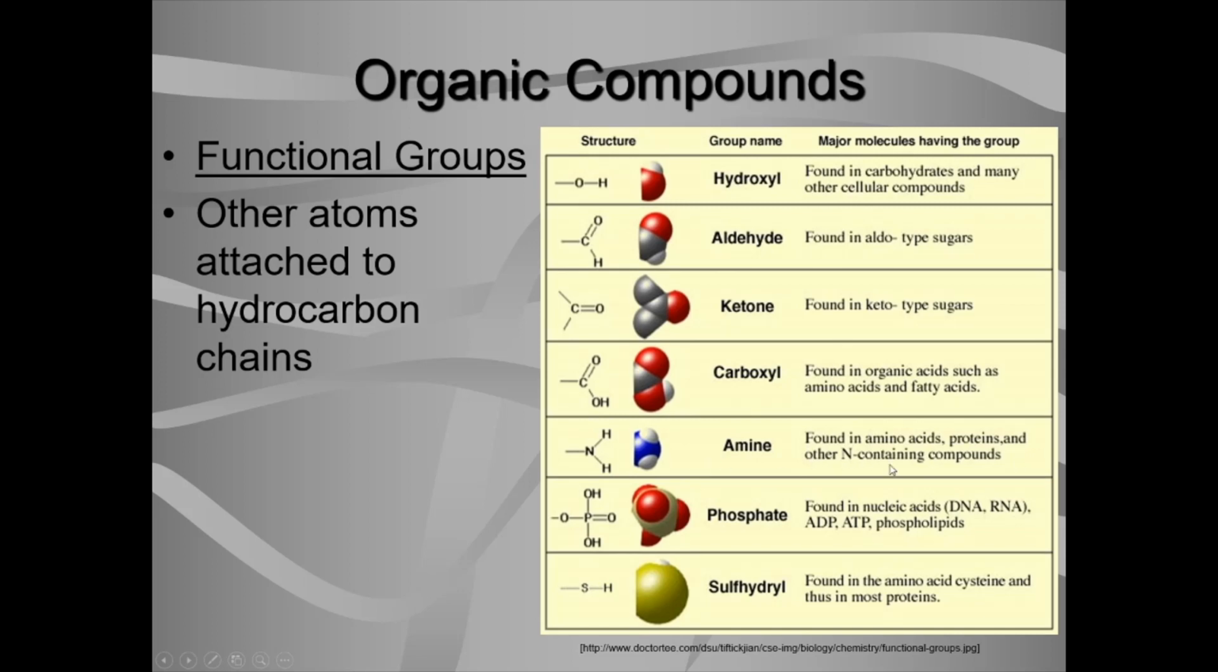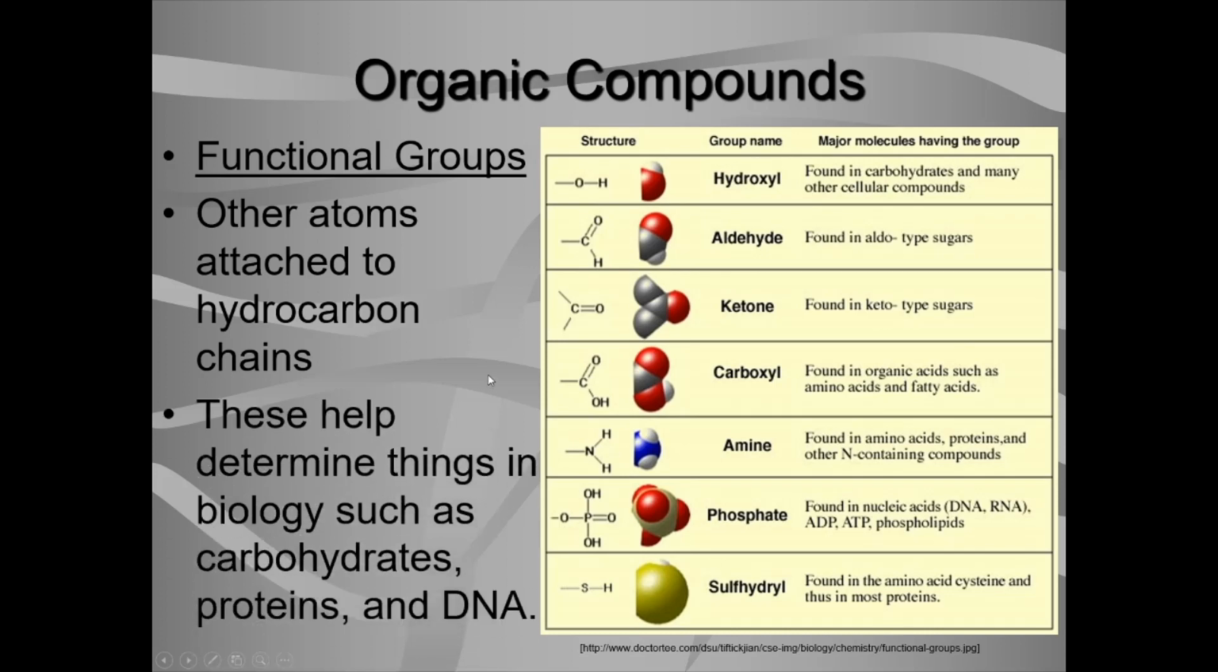This is found in amino acids, proteins, so things that pertain to biology. So all of these things have very important functions in chemistry and especially the human body. All right, so these help determine things in biology such as carbohydrates, proteins, and DNA. All of these functional groups are groups that are later found in biology.